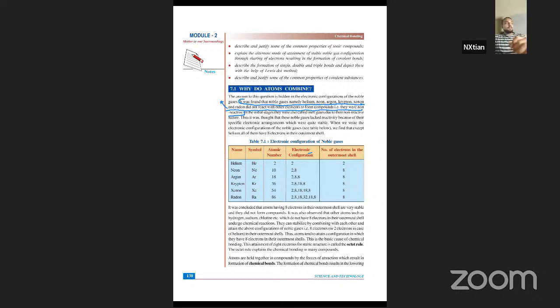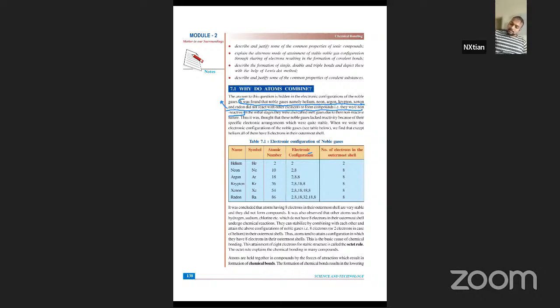Octet configuration means in their outermost shell they have 8 electrons. That's why they never react with anybody, or if they react, it should be in extreme conditions. So they are in a more stable state only. They are in the most noble configuration only. That's why they do not react with anybody.